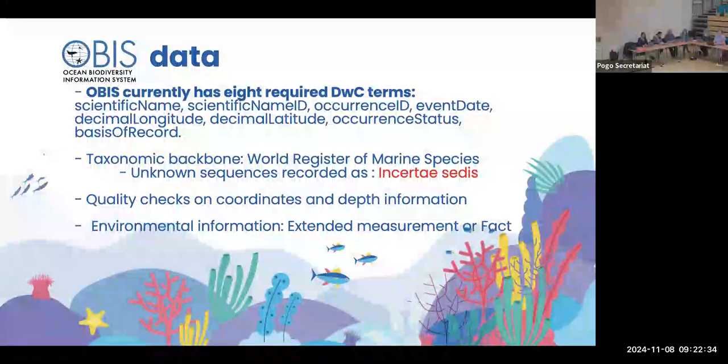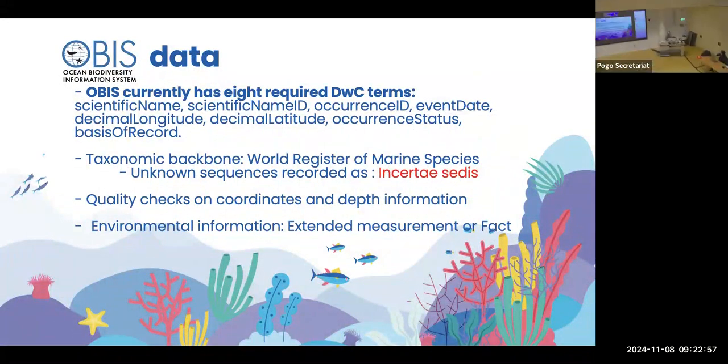We currently have 8 required Darwin Core terms. I'm going to go into those in the next slides. Something special about OBIS is that we have a taxonomic backbone, which is the World Register of Marine Species. All your taxonomic names should have an ID from the backbone, and that again keeps things comparable at another level.